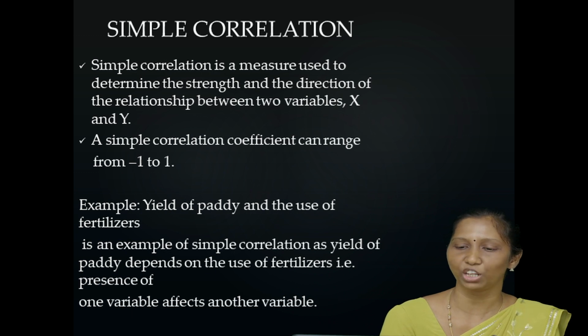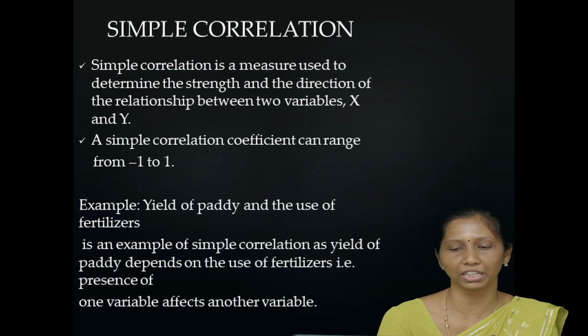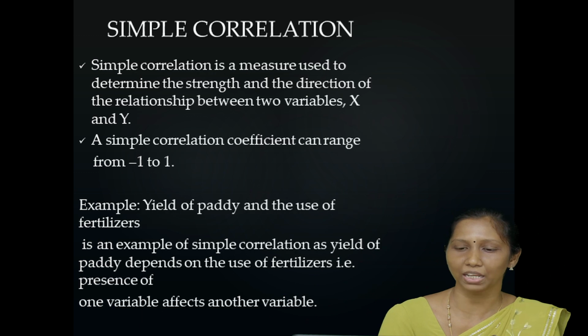Example, yield of paddy and the use of fertilizers. If you are using good fertilizer, the yield of paddy will also increase. We will get more yield. So that is the example for simple correlation.